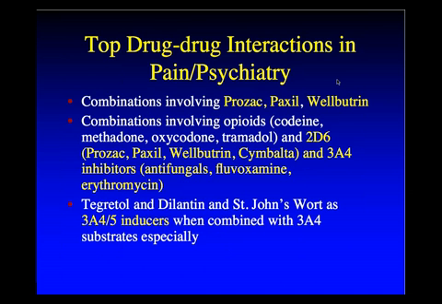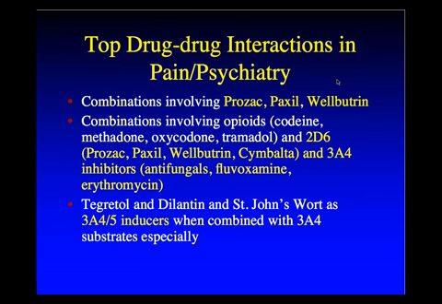So the top drug-drug interactions in pain and psychiatry, again, like I mentioned last time, are lots of crossover combinations involving Prozac, Paxil, Wellbutrin, because they are powerful 2D6 inhibitors, especially for prodrugs, combining them with these powerful 2D6 inhibitors, and maybe even 3A4 inhibitors like antifungals, Luvox, erythromycin and Biaxin, because not all drugs are just metabolized by 2D6. Some have minor pathways through 3A4.